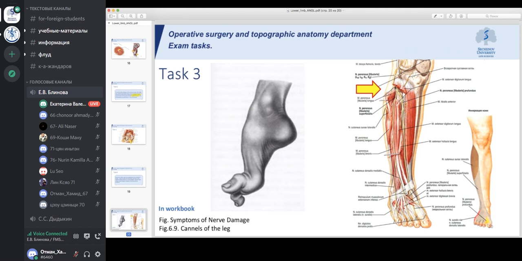It means if this common peroneal nerve is damaged, the muscles of the lateral compartment and the anterior compartment lose function. It means the patient cannot step on the calcaneus bone and on the medial surface of the foot. And the patient can step only on the fingers and on the lateral surface of the foot. This position is called a horse foot. Also, the patient loses sensation on the lateral part of the skin of the leg, and the dorsal surface of the foot.